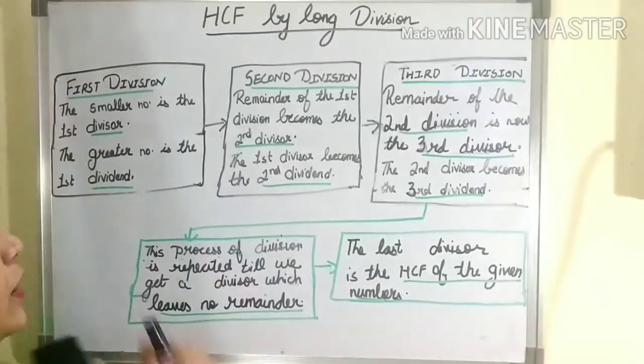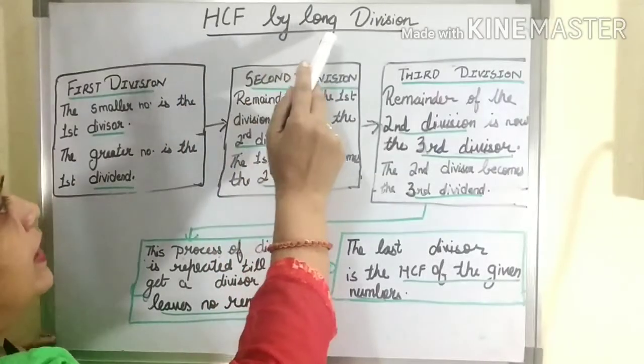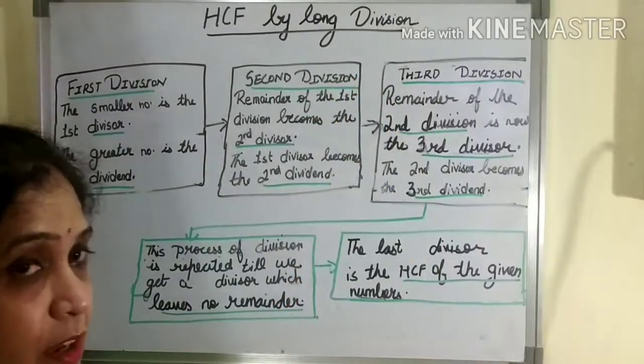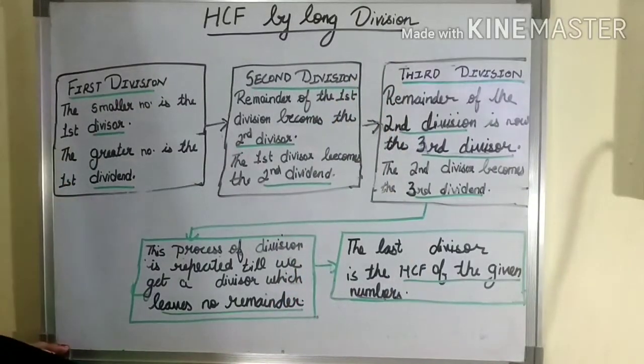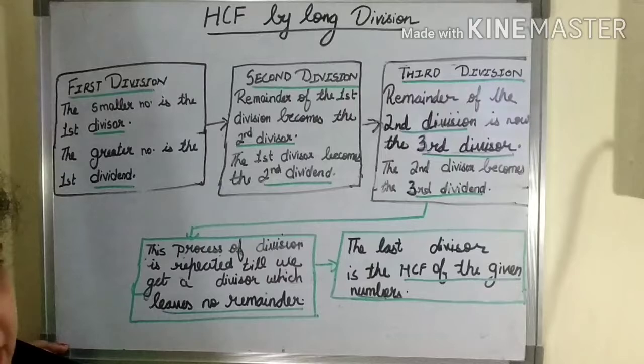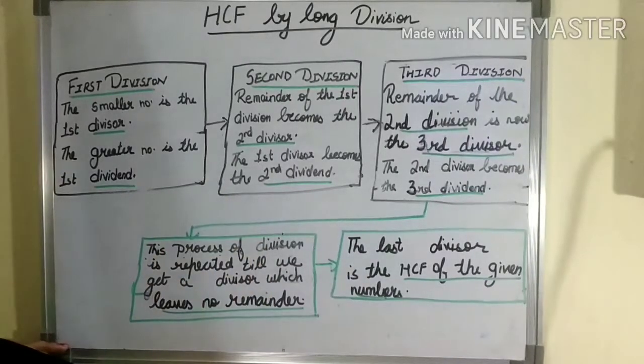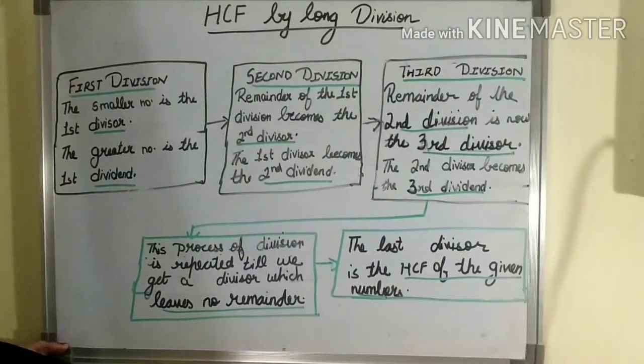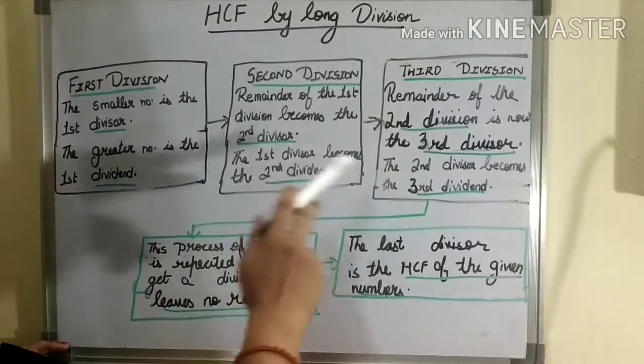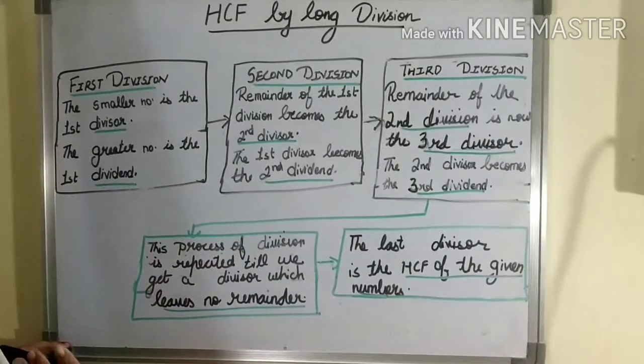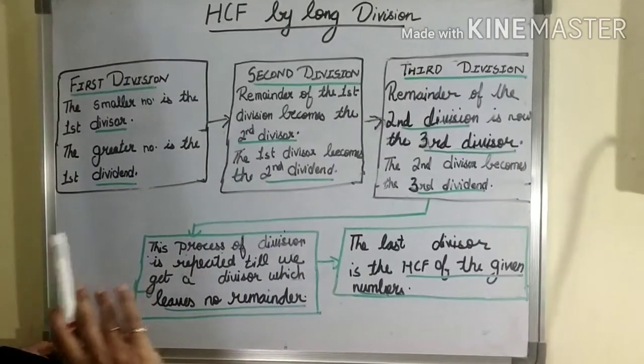Good morning, students. Today we are going to do HCF by the long division method. We have done HCF by listing factors, then HCF by prime factorization, and today we will learn about this long division method. Now, what is this long division? There are 3 steps in this long division method for finding HCF.